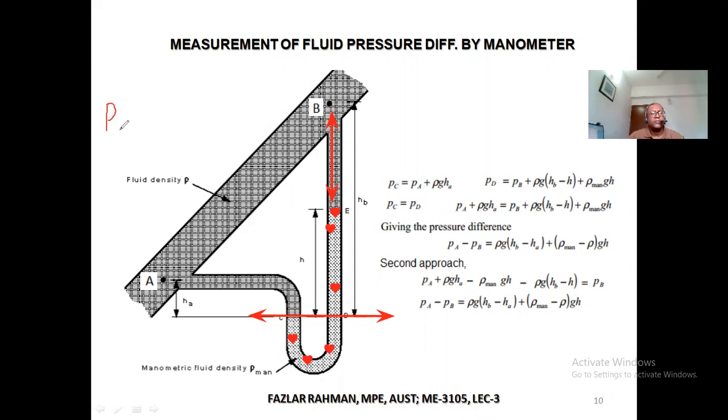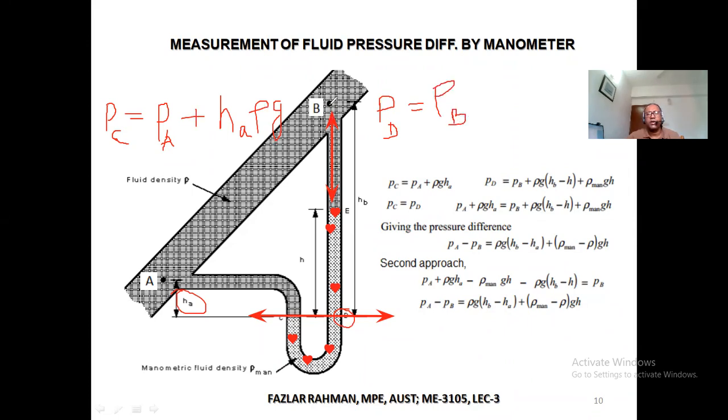Okay, so PC equal to, I start from point A. How much is the pressure at point A? PA. Then from point A, you need to walk down to point C. That means you are coming down. How much height? HA. So I can say HA rho g. This is the pressure at point C. Similarly, you figure out the pressure at point D. So PD, how do you start? You start from point B. How much is the pressure at point B? PB.